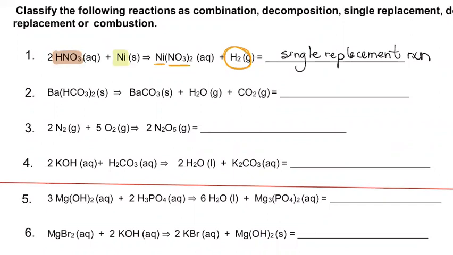Reaction number 2. I see one molecule. One molecule is forming 1, 2, 3 substances in the product. Out of the different types of reaction, this is a decomposition reaction. Because remember that in a decomposition reaction, we go from a single reactant to multiple products.